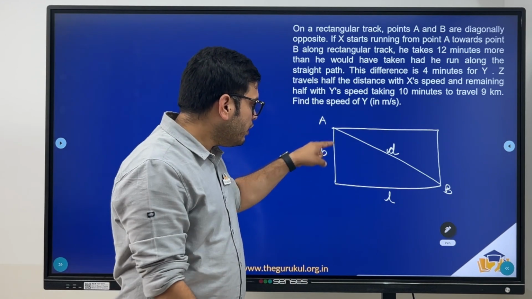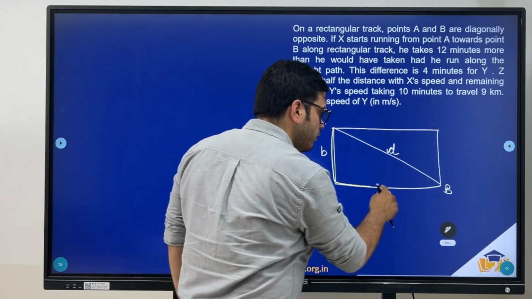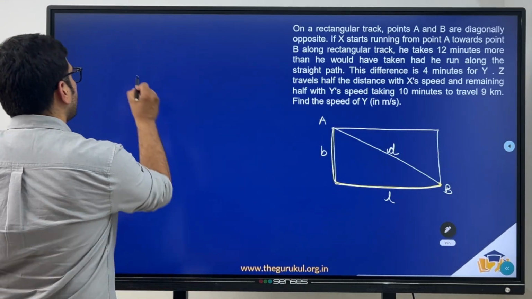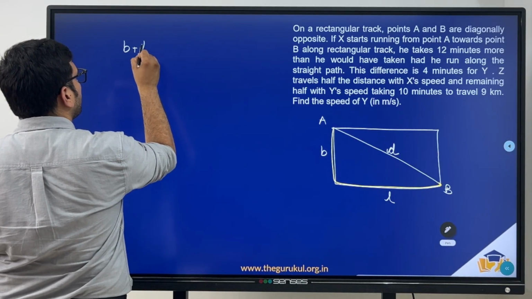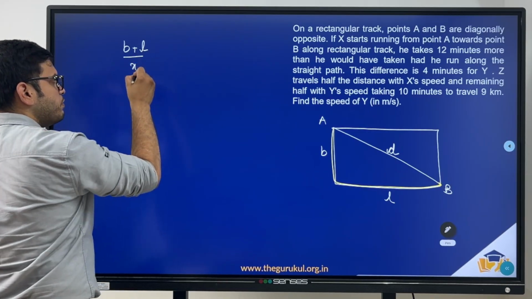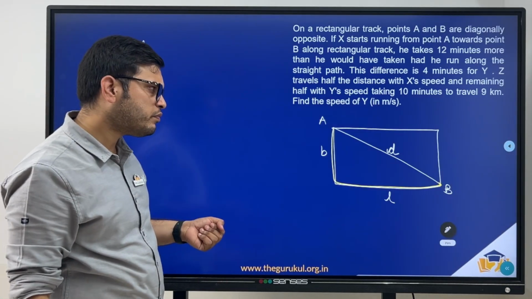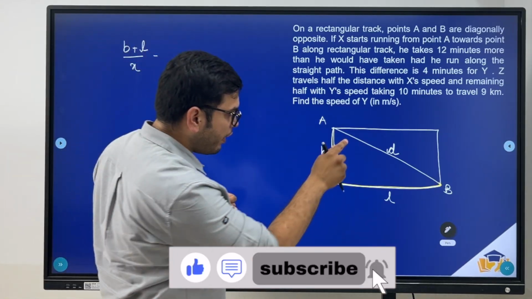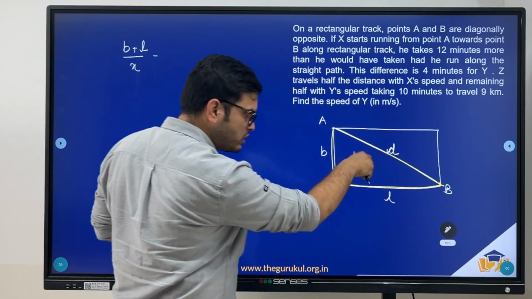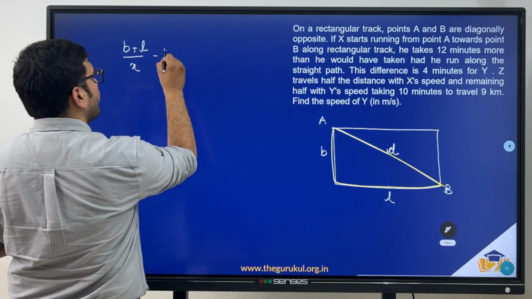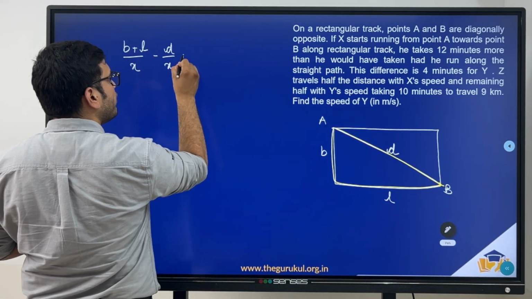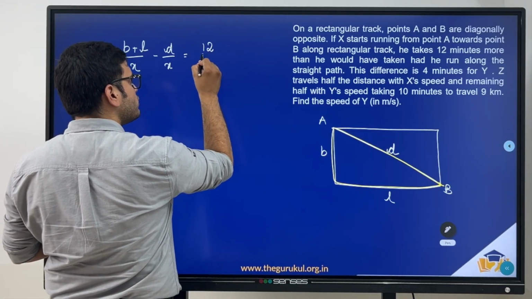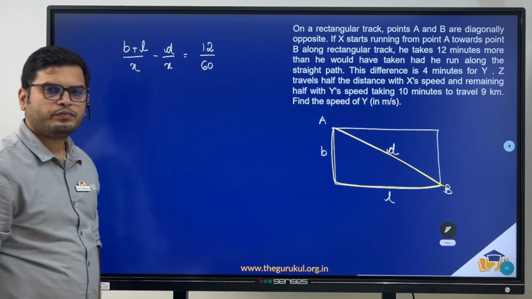So if we had traveled in this path, the distance covered by X would be B plus L. So (B plus L) by X, where let the speed of X be X, minus, if he had taken this route, the distance that he would have traveled is D, so D by X. Now this is given to be 12 minutes. So let me convert that to hours. So 12 by 60.